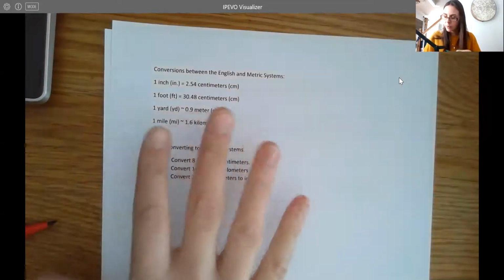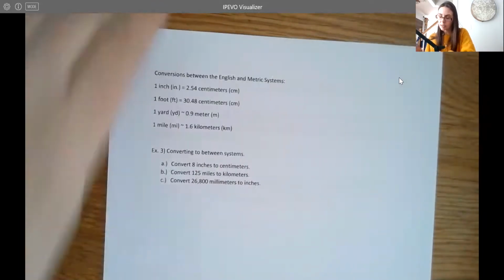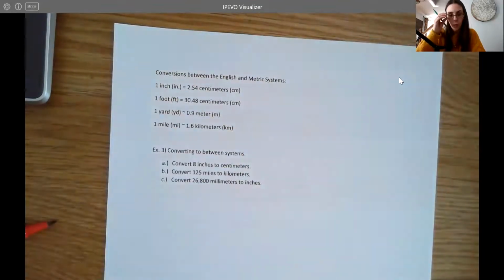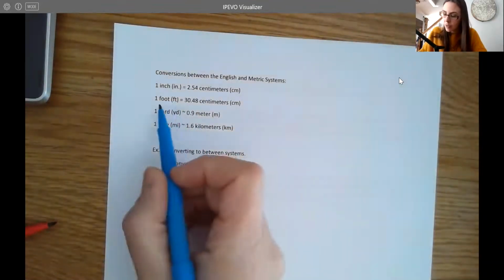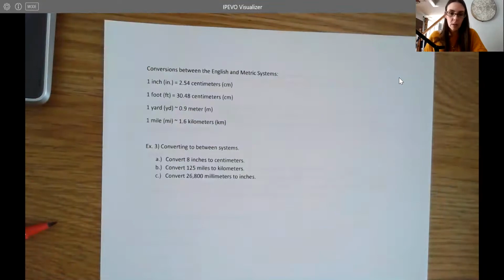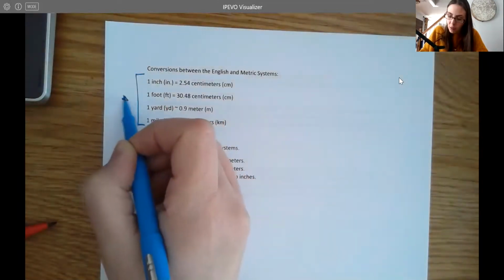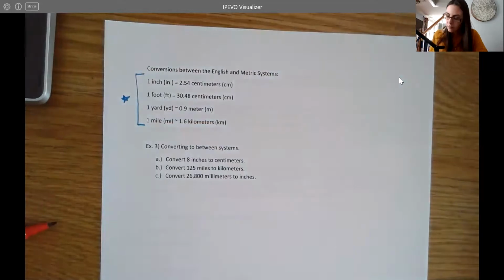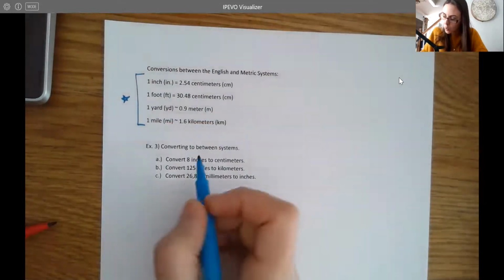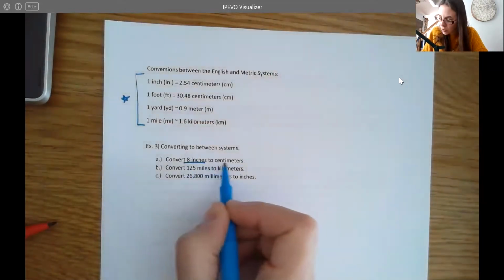So here are some conversions, and a lot of them are approximations. 1 inch is about 2.54 centimeters. 1 foot is about 30.48 centimeters. 1 yard is about 0.9 meters. And 1 mile is about 1.6 kilometers. So again, these are just some conversions that you may want to take note of or make yourself a little chart for each chapter. So we're going to convert 8 inches to centimeters.